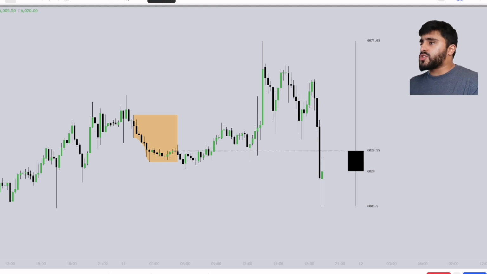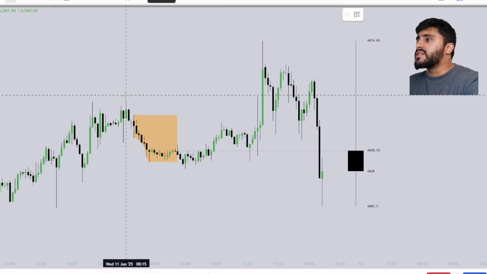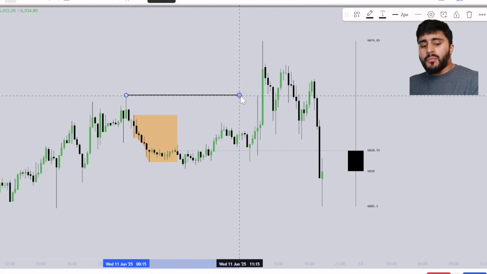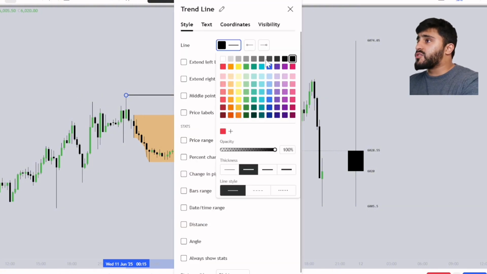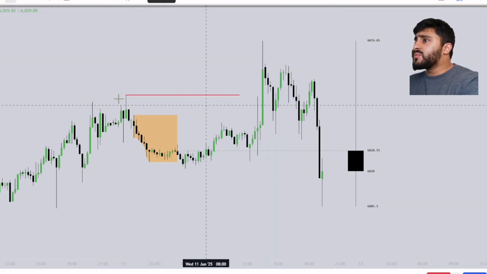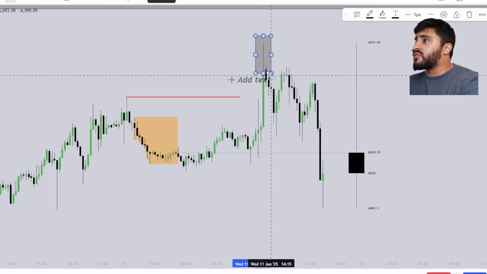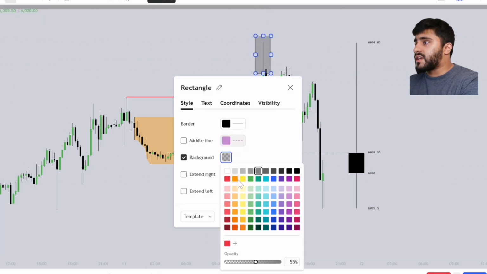Every day when you go onto your charts, you want to mark out the previous day high, right? Previous day high, and I'm going to put this in red. I'm going to change it to a different color. So this is the previous day high, and we can see the market has swept this area, pretty aggressively as well, right? We see the market sweeping this area.